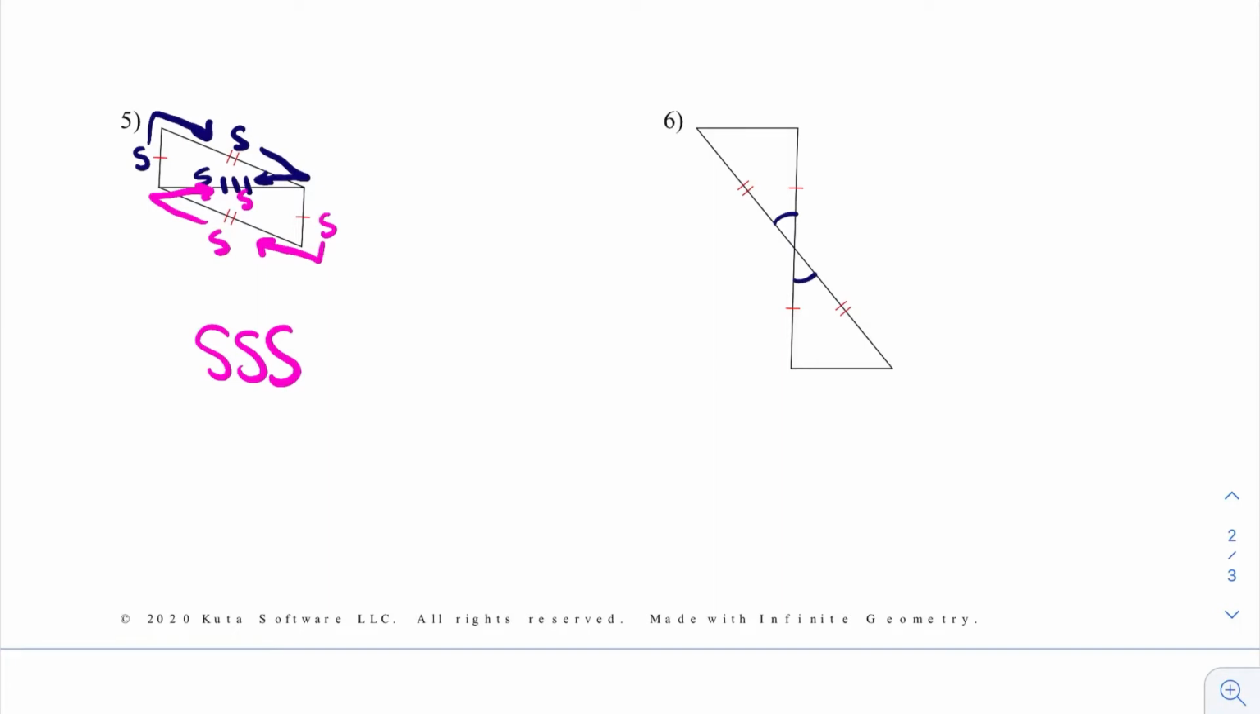In the top figure, I have S, A, S as I travel around the triangle. In the bottom figure, going in the same order, I have S, A, S. So these 2 triangles are congruent, and they are congruent by SAS.